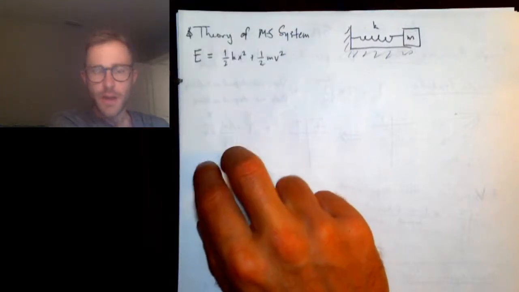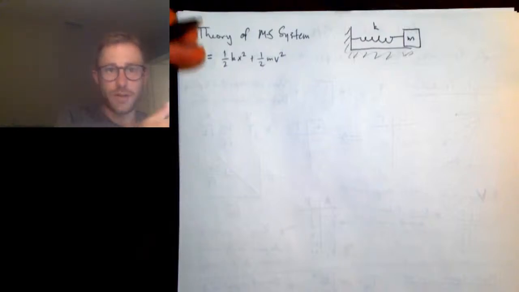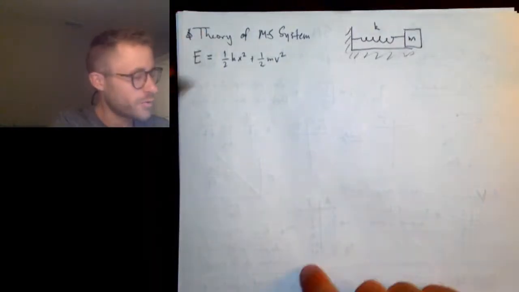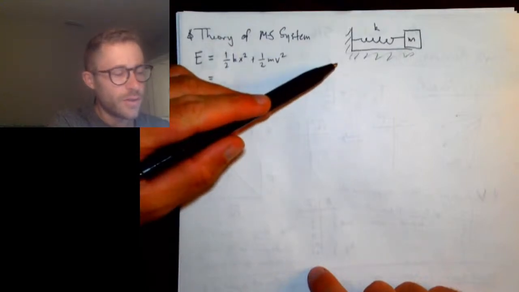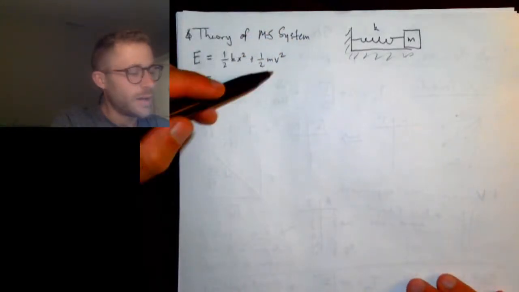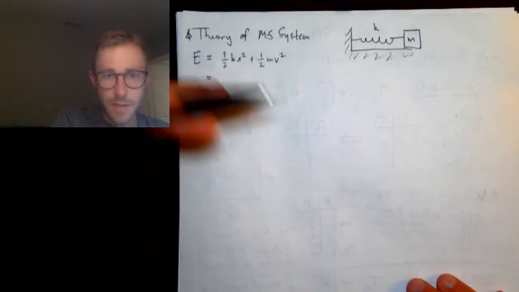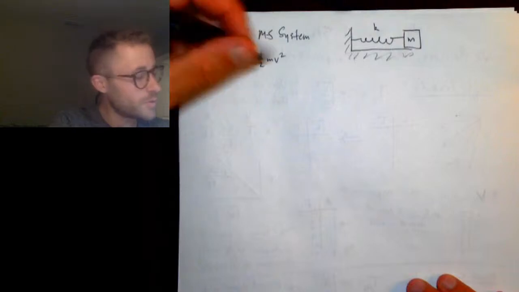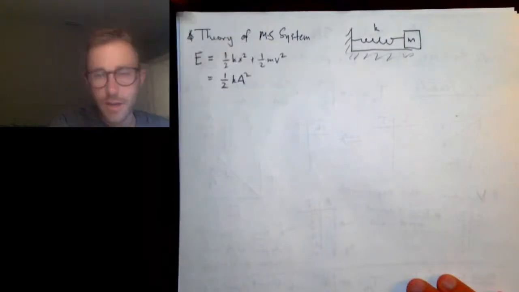All right. And we can evaluate the energy at any point in the motion of this object as we want to. So if we evaluate it at an extreme point where it's furthest away from equilibrium, then it has no speed and its position is equal to the amplitude. Amplitude is the maximum distance away from equilibrium. So we could write the energy also as 1/2 k A squared.